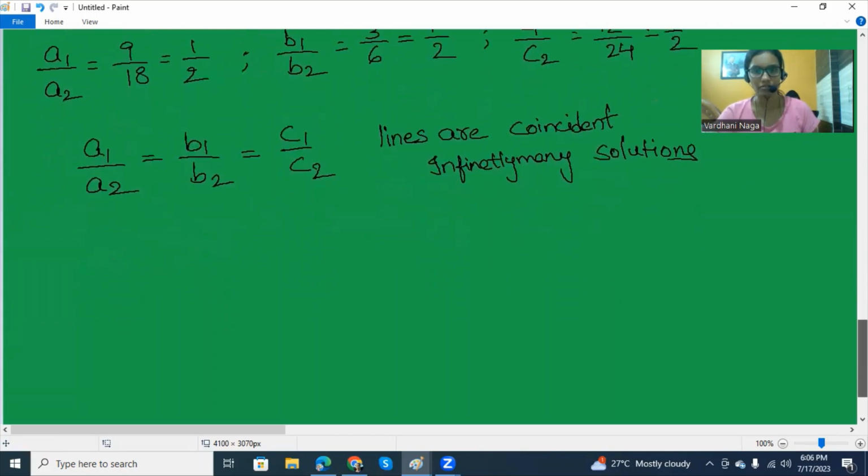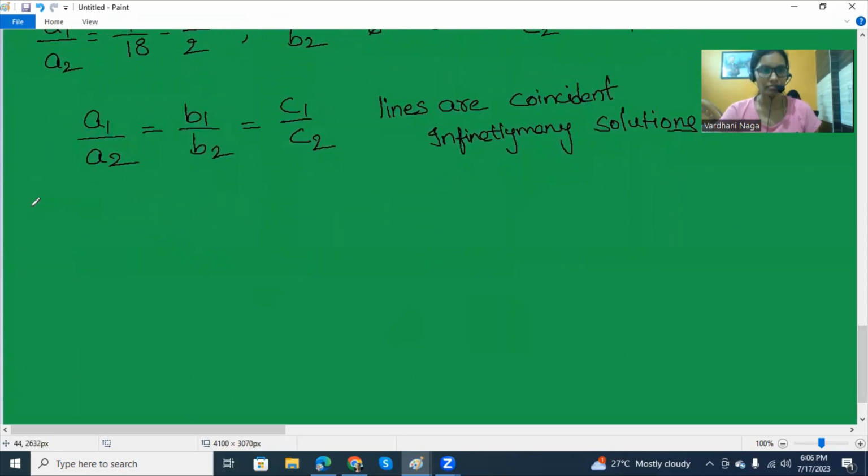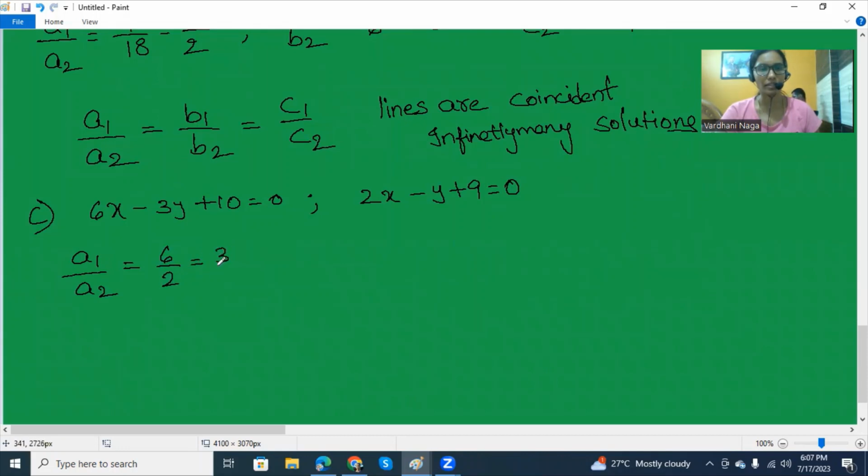The last one, the third one, C bit: 6x minus 3y plus 10 equal to 0, and another line, 2x minus y plus 9 equal to 0. Let's compare. A1 by A2 is equal to 6 by 2, that means 3 by 1. Next, B1 by B2 is equal to minus 3 by minus 1; the minuses cancel, so 3 by 1 again.